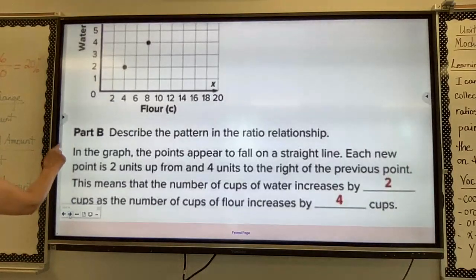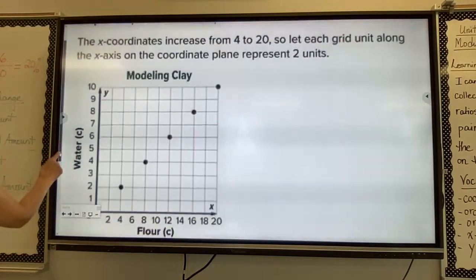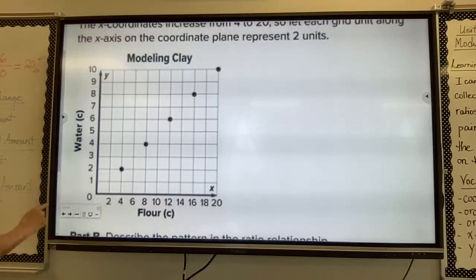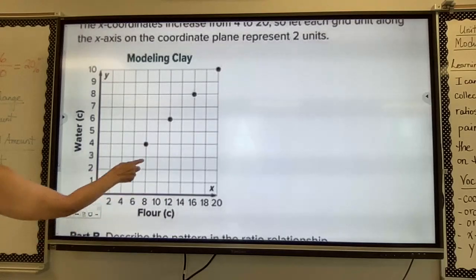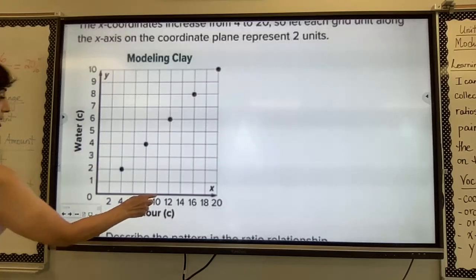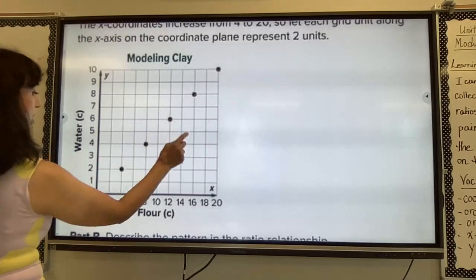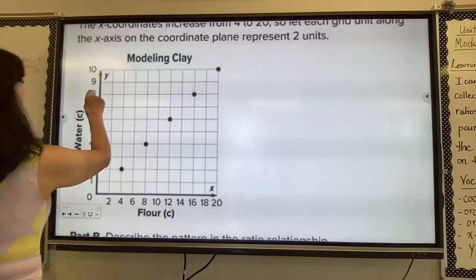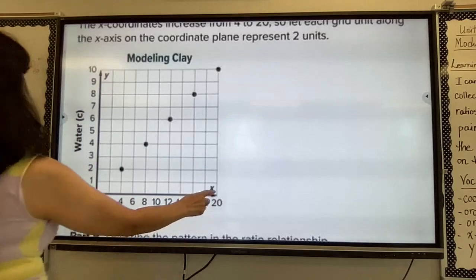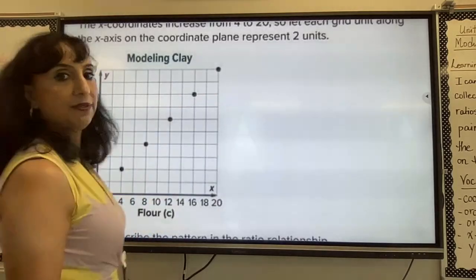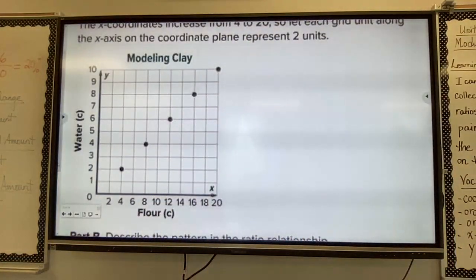All right, so here we go. So there is my graph that has been created. So look, for 4 cups of flour, 2 cups of water. 8 cups of flour, 4 cups of water. For 12 cups of flour, we have 6 cups of water. For 16 cups of flour, we have 8 cups of water. For 20 cups of flour, we have 10 cups of water. Okay, so that's how we are creating this graph.